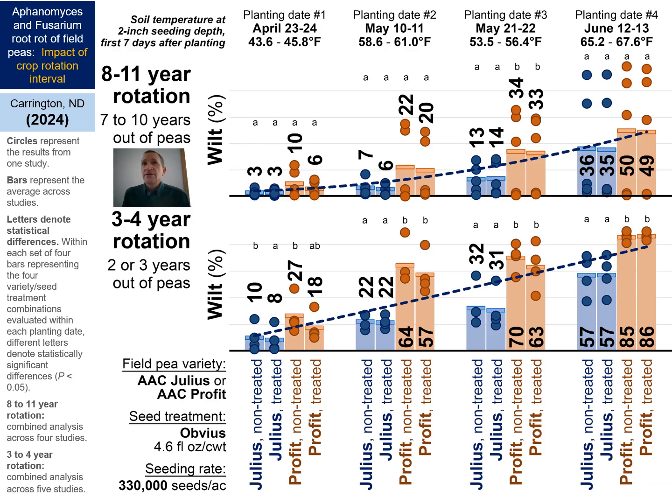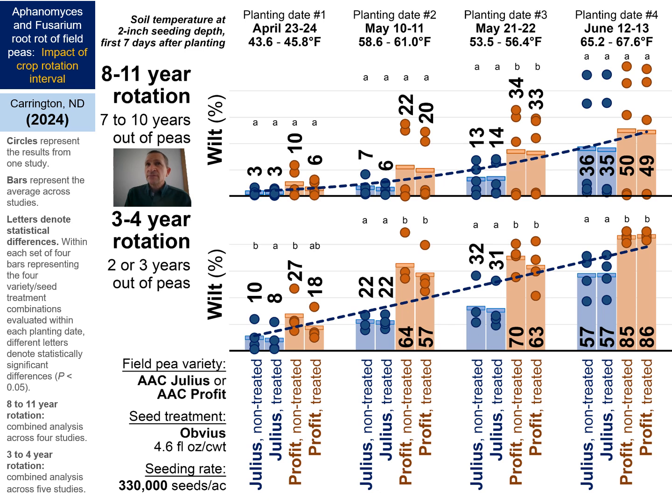All right, what you see here would be the percent of wilted plants in the studies conducted with a tight crop rotation interval versus a very long crop rotation interval. This is the analysis across 4 different studies with a long crop rotation interval and 5 different studies with a tight crop rotation interval. Every circle shows the response in one study. AAC Julius is a field pea variety with moderate tolerance to Aphanomyces. AAC Prophet is a field pea variety with susceptibility to Aphanomyces.